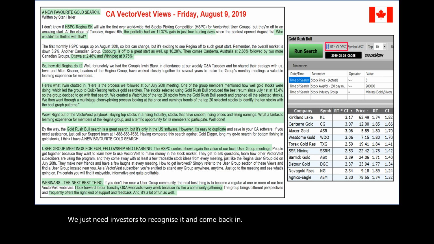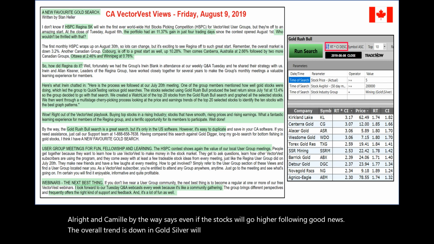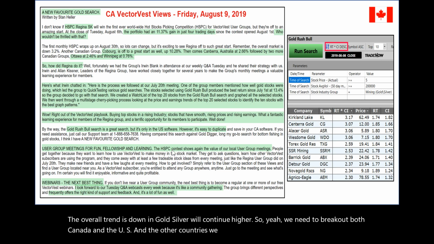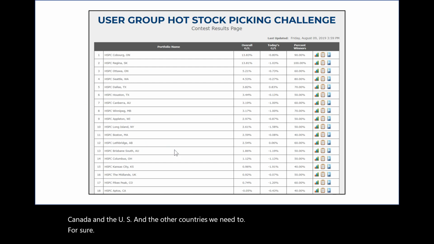All right, and Kamel, by the way, says even if the stocks will go higher following good news, the overall trend is down, and gold, silver will continue higher. So, yeah, we need to break out. Both Canada and the U.S. and the other countries, we need to see a real push higher for sure. All right, thank you, everyone.